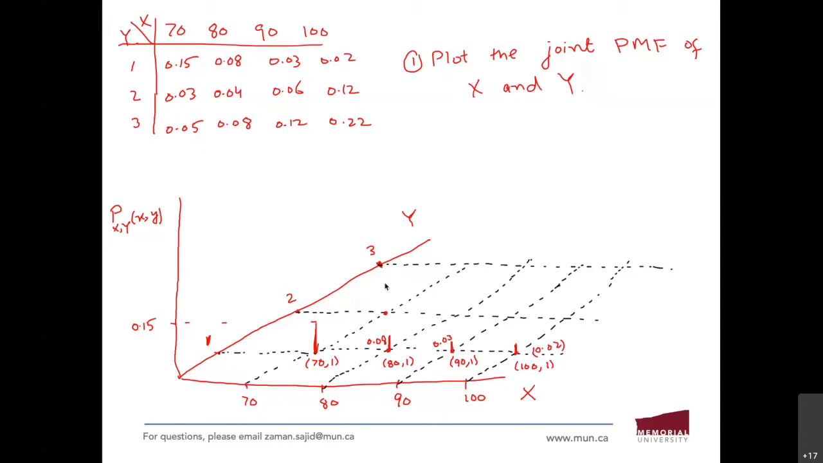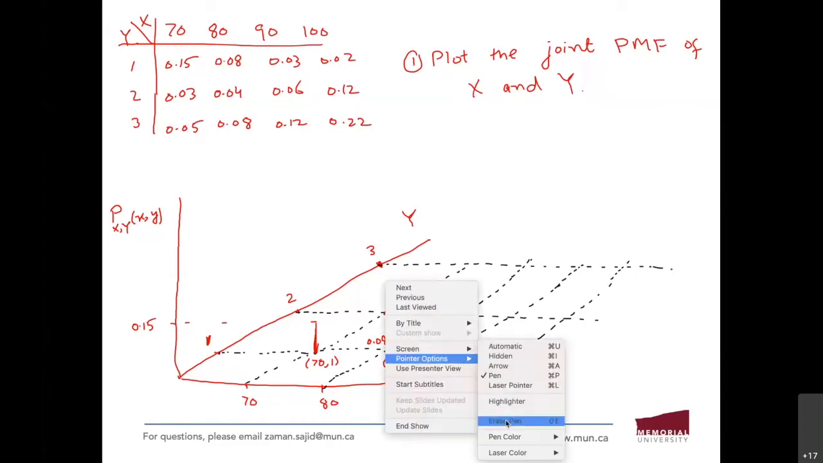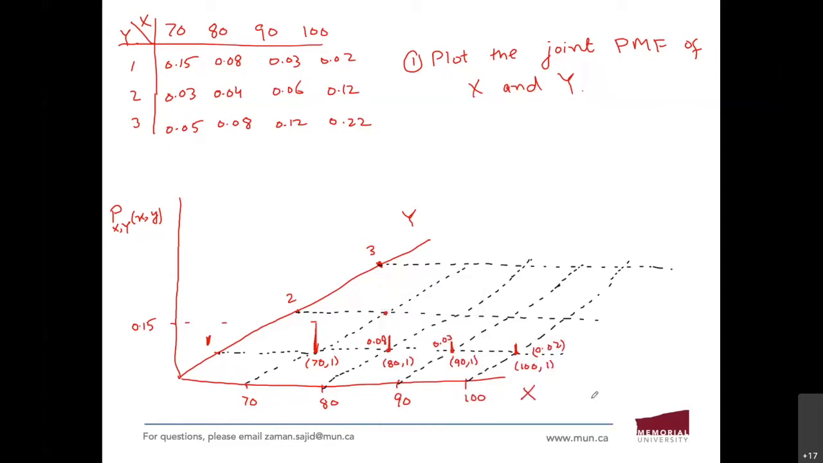Let me take another color here. Now at this point, my x value is 70, where y value is 2. So I go back to my table here. The value should be 0.03. So by estimate, I just draw it as 0.03.